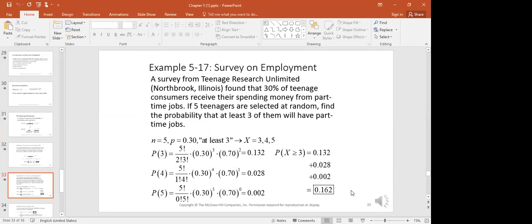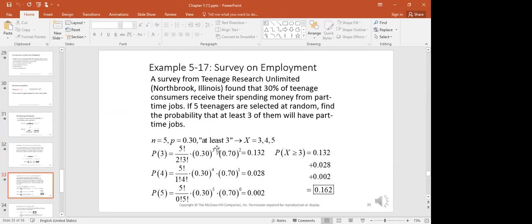A survey from Teenager Research Unlimited found that 30% of teenage consumers receive their spending money from part-time jobs. If 5 teenagers are selected at random, find the probability that at least 3 of them will have part-time jobs. So here n equals 5, p equals 0.3, and we have a question about at least 3. That means x equals 3, 4, 5.